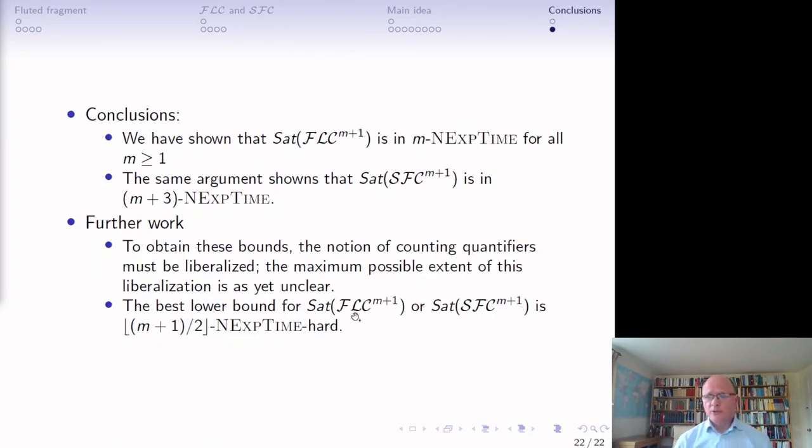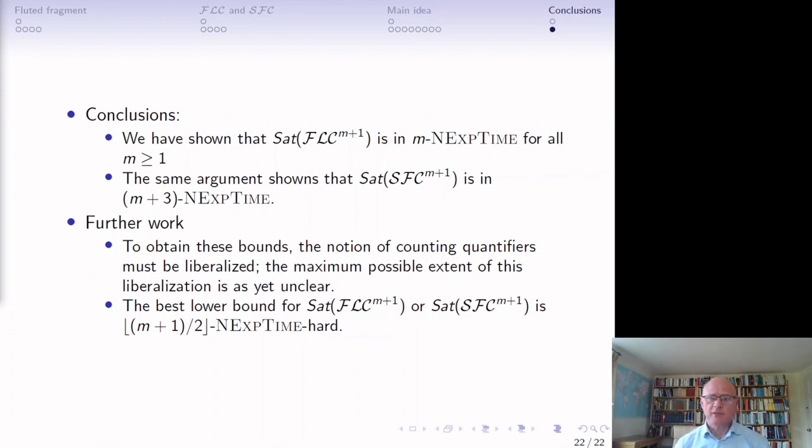Conclusions. We've shown that the satisfiability problem for the m+1 variable subfragment of fluted logic with counting is in m-NEXPTIME for all m greater than or equal to 1. Actually, taking 0-NEXPTIME time to be NP time, this is actually true also for m equals 0 when you think about it, but it's by the by. As a byproduct, we've observed that the whole of the 2 variable fragments can be added to fluted logic with counting without losing decidability of satisfiability, though of course we do lose the finite model property.